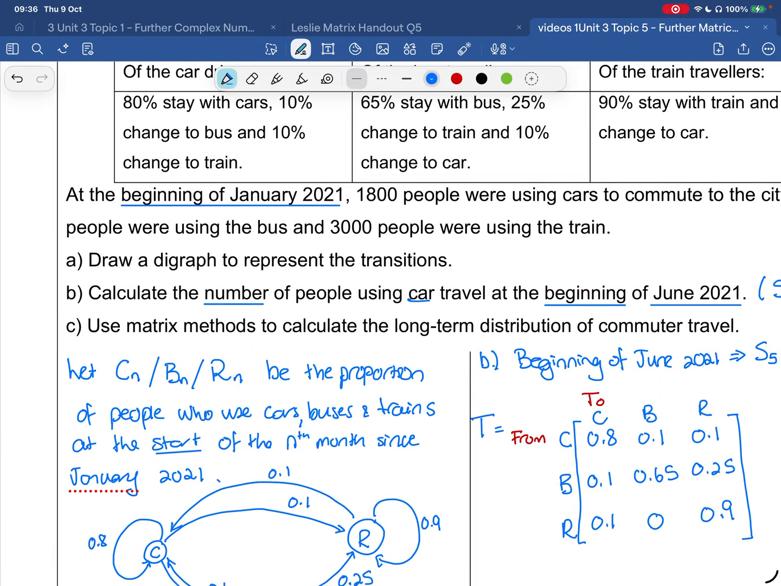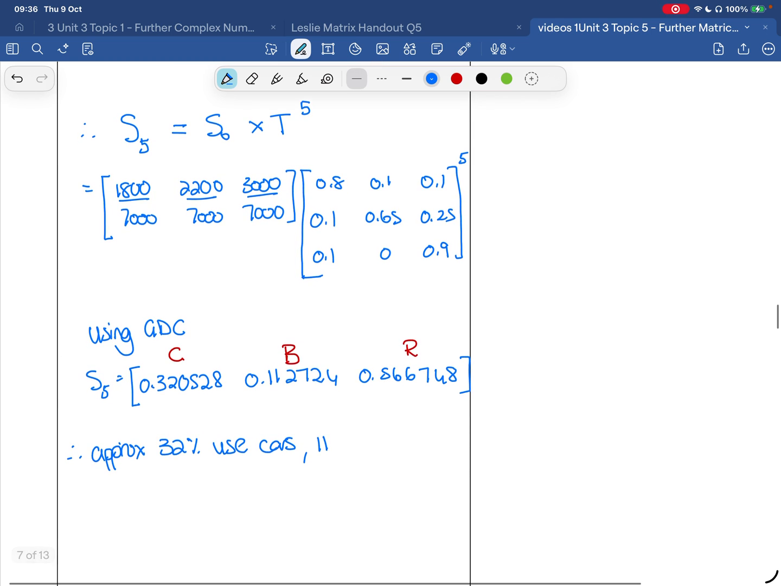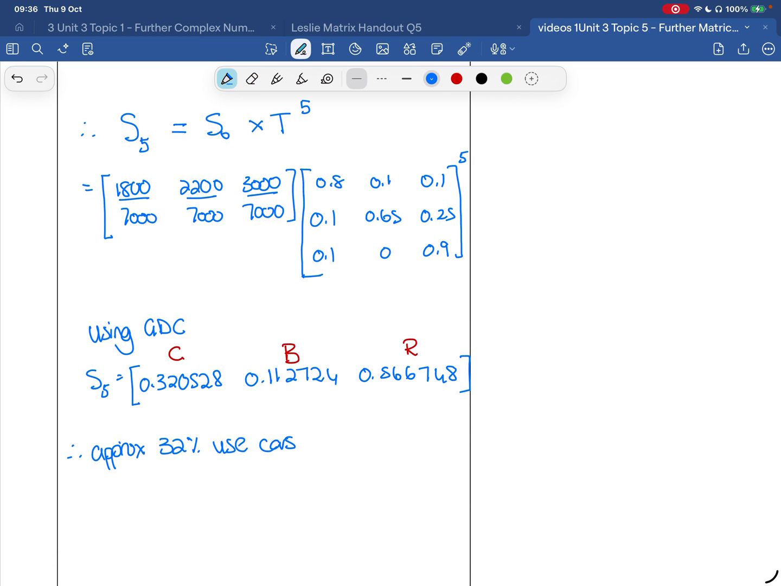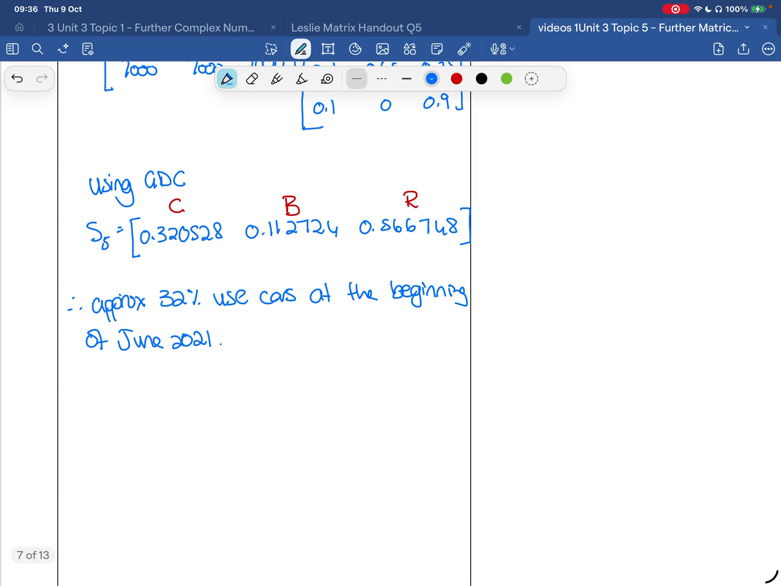Oh, it was only for cars. Okay, so we don't need to go. So 32% use cars at the beginning of June 2021. Now, in order to work out the number, we need to make an assumption that we've got a closed system, okay? Because if we've got more people coming into the city, then it's affecting our percentages. So we have to assume that there'll always only be 7,000 people in the city.